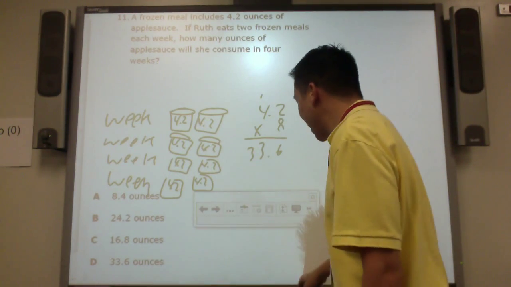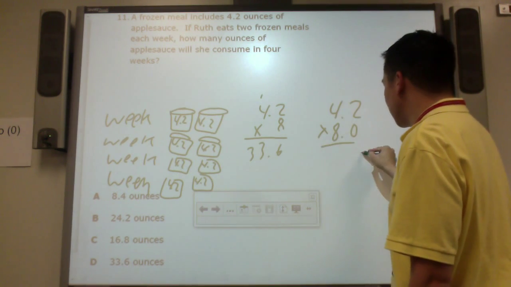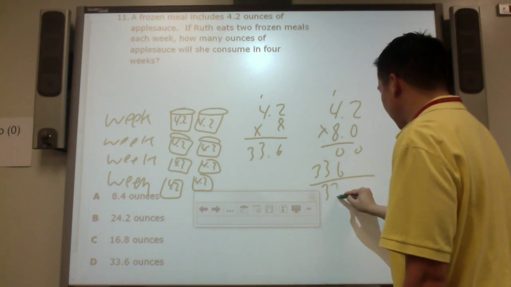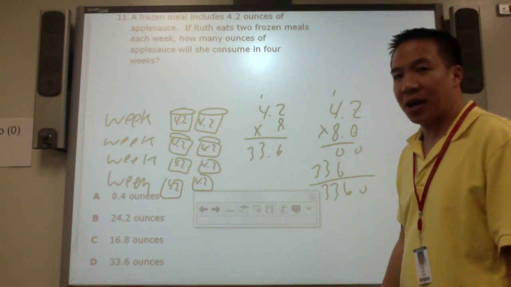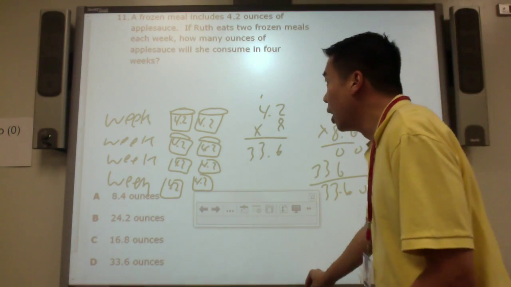So we can multiply that way. Some of you like multiplying by lining up the decimal point like this. 0, 0, 16, 3 to 1, to 33, 3, 3, 6, 0. How many digits are behind the decimal point? 2. So 33 and 6/10.